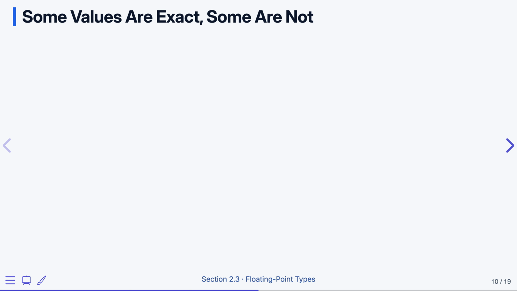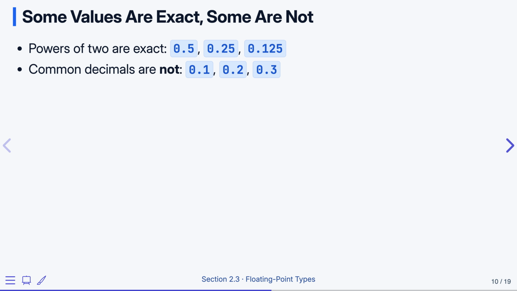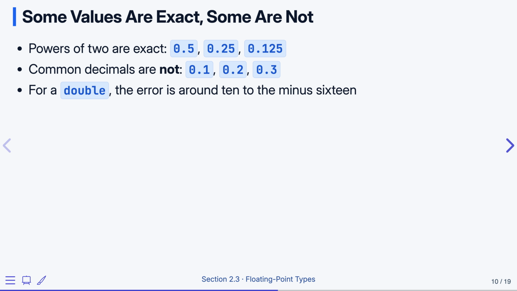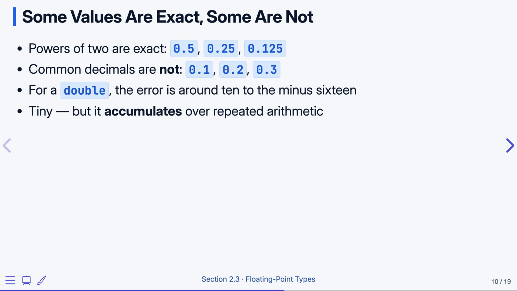Here is the consequence. Not every decimal number maps to an exact float or double. Values that are powers of 2 are exact. 0.5, 0.25, and 0.125 all store perfectly. But common decimals like 0.1, 0.2, and 0.3 do not. For a double, the error is around 10 to the minus 16. That is very small. It is tiny, but it adds up when you do the same arithmetic many times.